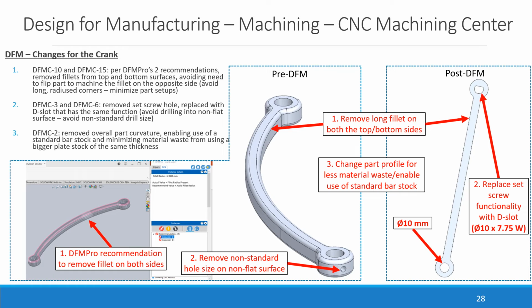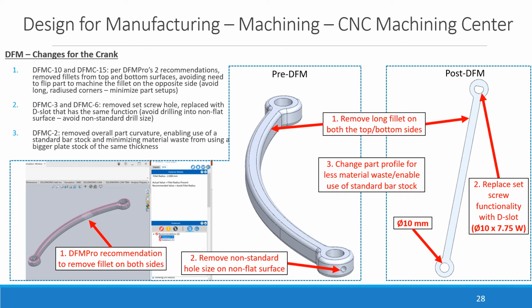The second part that was designed for manufacturing is the crank, and this was machined via a CNC machining center. There were 3 DfM changes made. The first is that per DfM Pro's 2 recommendations, the top and bottom surface long fillets were eliminated from the part, thereby avoiding the need to flip the part and reducing setup time significantly, and also significantly reducing overall machining time.